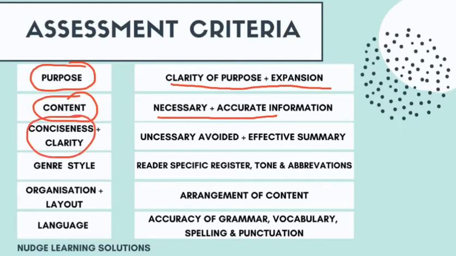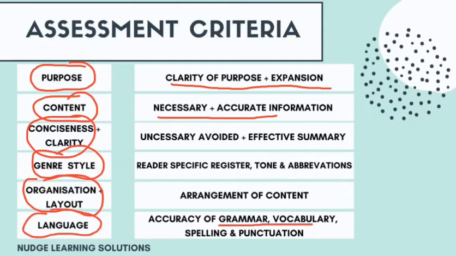The genre and style means, are you maintaining a formal tone throughout your letter? Are you sufficiently expanding the abbreviations? All these will be looked at. And then organization and layout. Is there a flow in this letter from point A to point B to point C? That will be observed in this exam. And finally, they look at the language. The accuracy of the grammar, spelling mistakes, and vocabulary issues will also be assessed by the examiner.